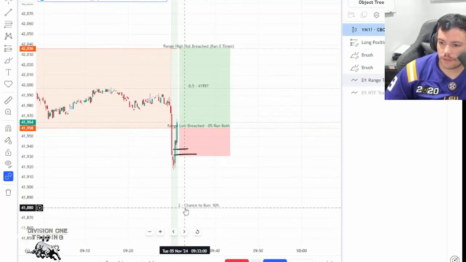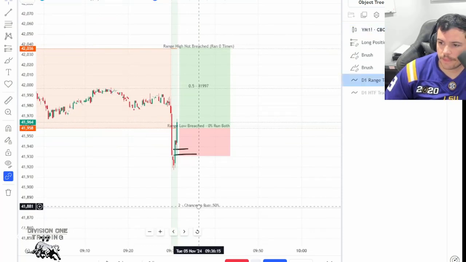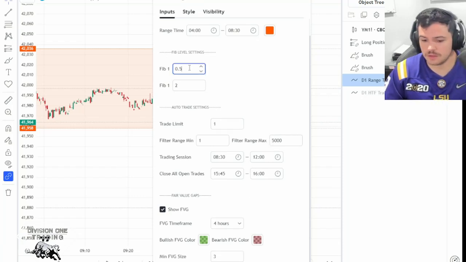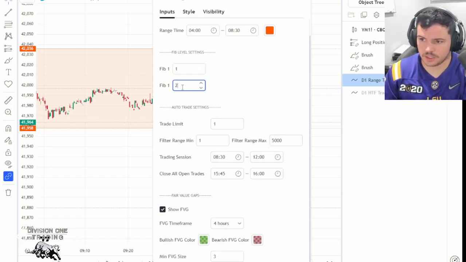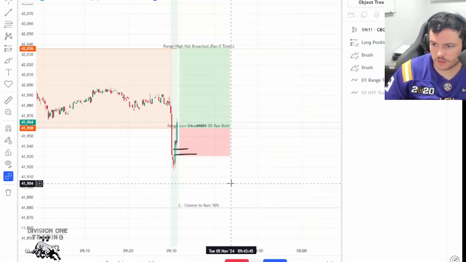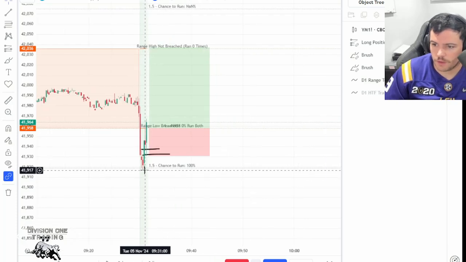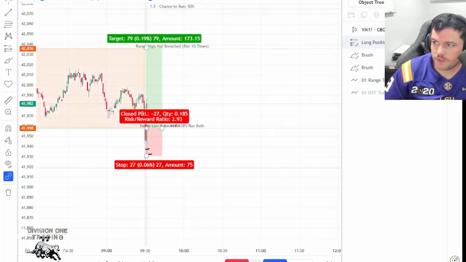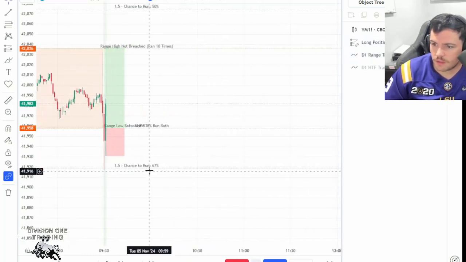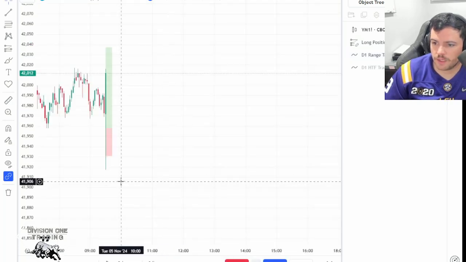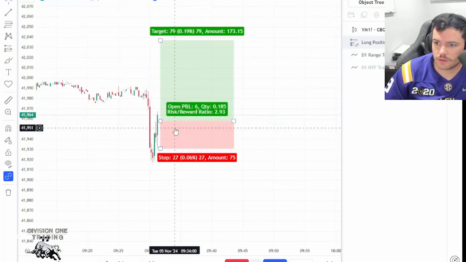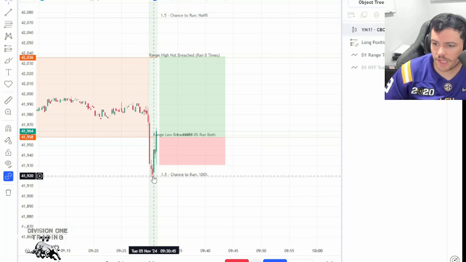What we can add is the extensions. So we can see how likely is it to hit our extensions. So we could go a 1 extension and a 1.5 extension. Let's start there. So right here, 1.5 is about 100% chance to hit on the 15 second. Let's see. It's about 67% chance to hit on the 1 minute and about 62 on the 3 minute. So it's definitely likely to hit this level if it does go below the low.